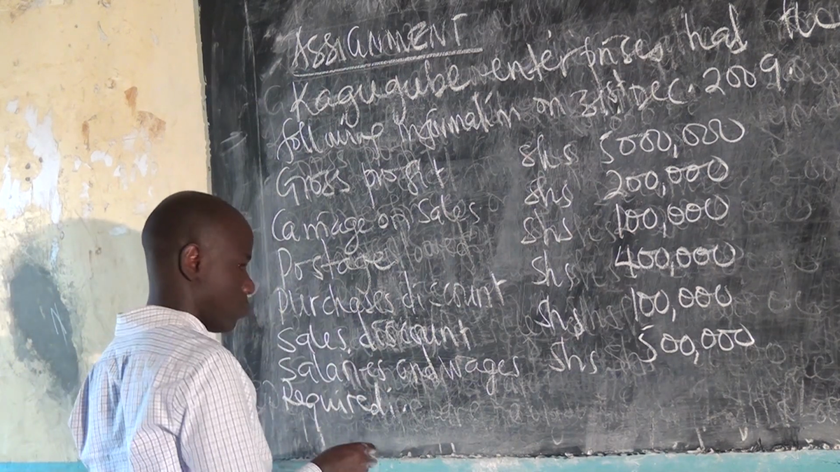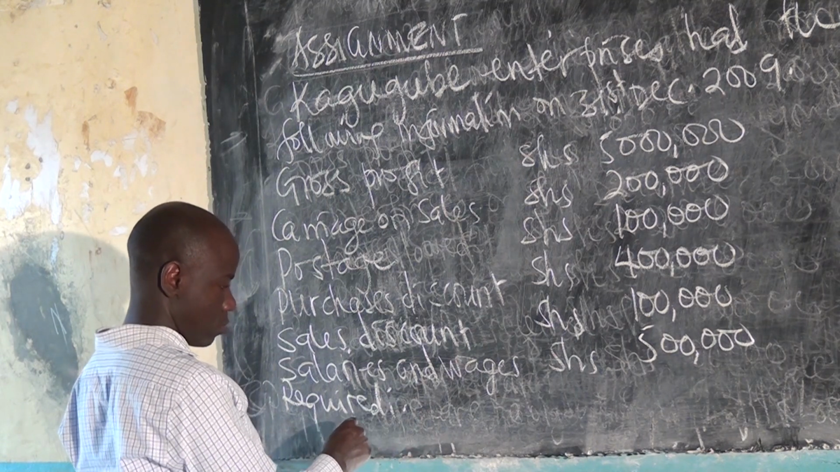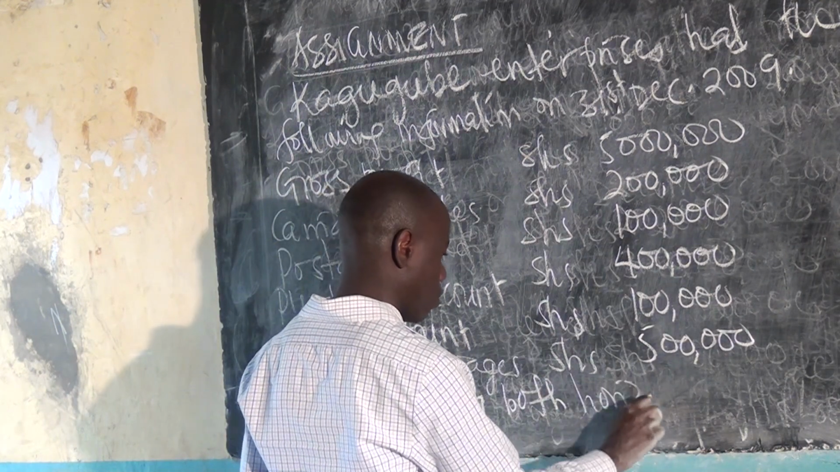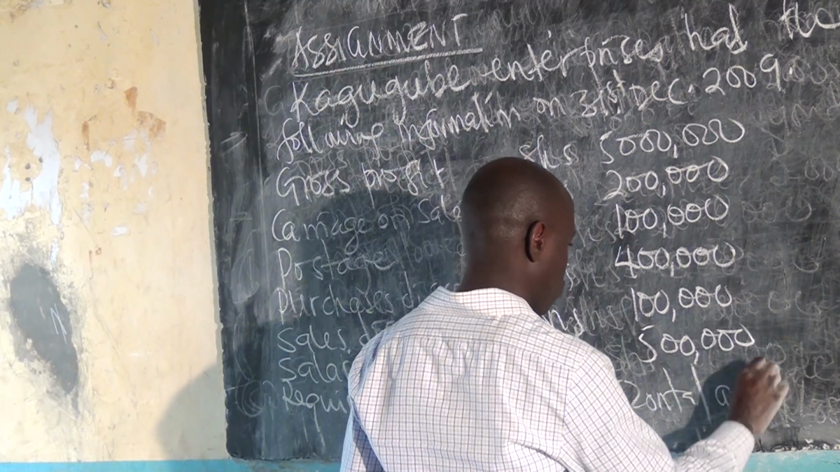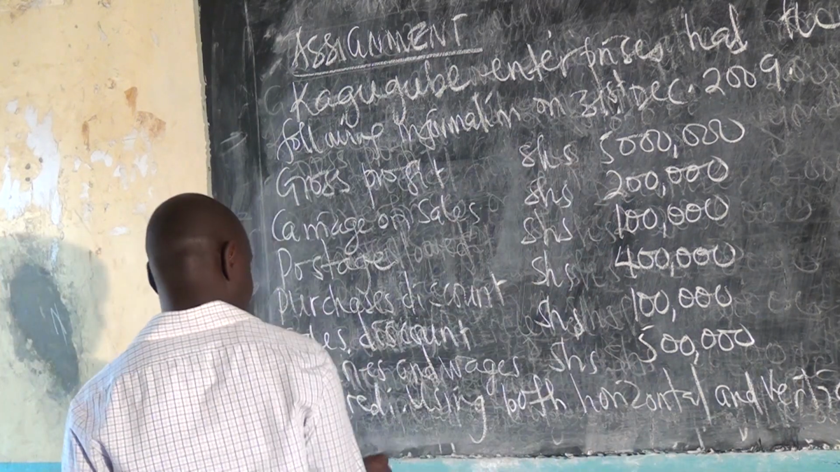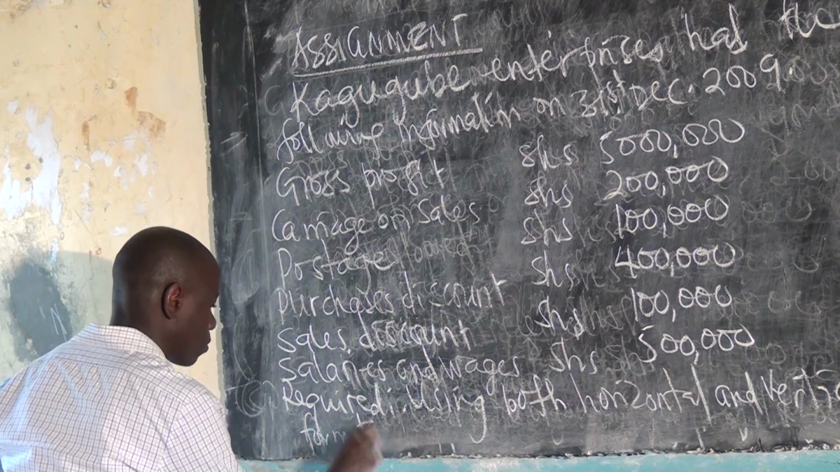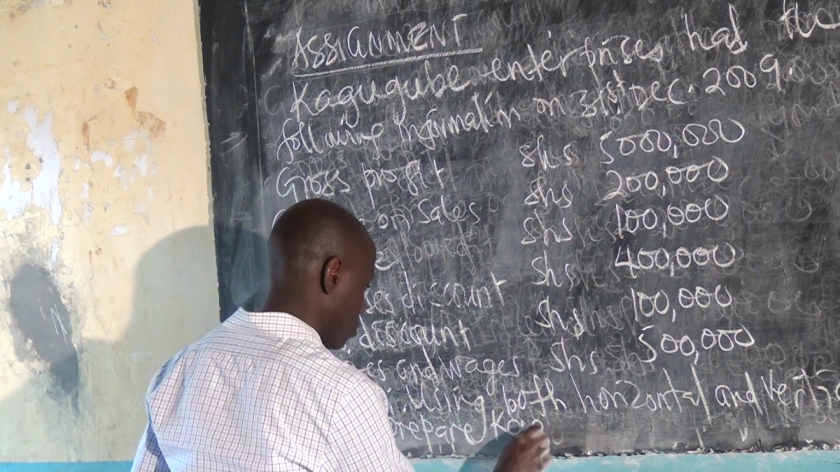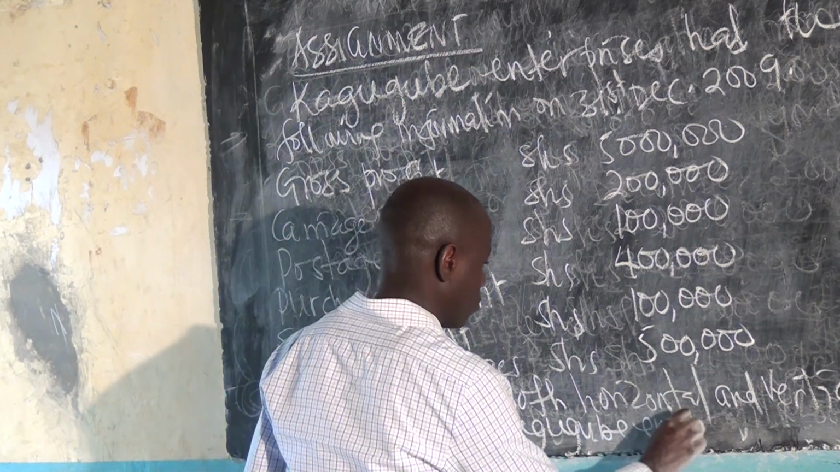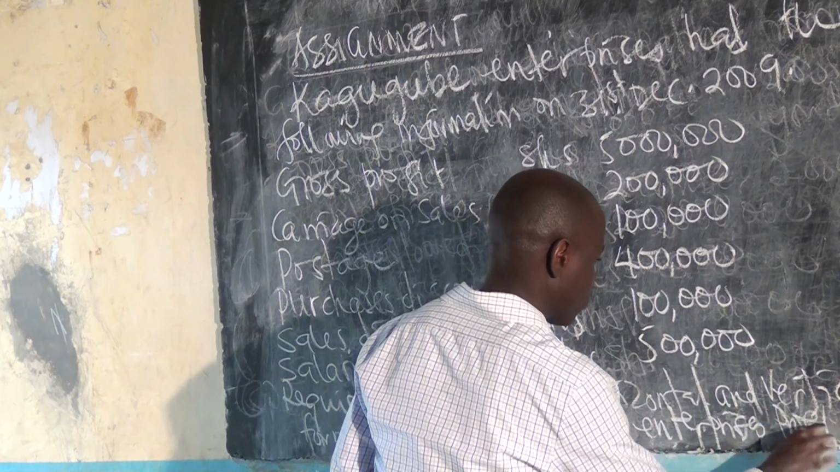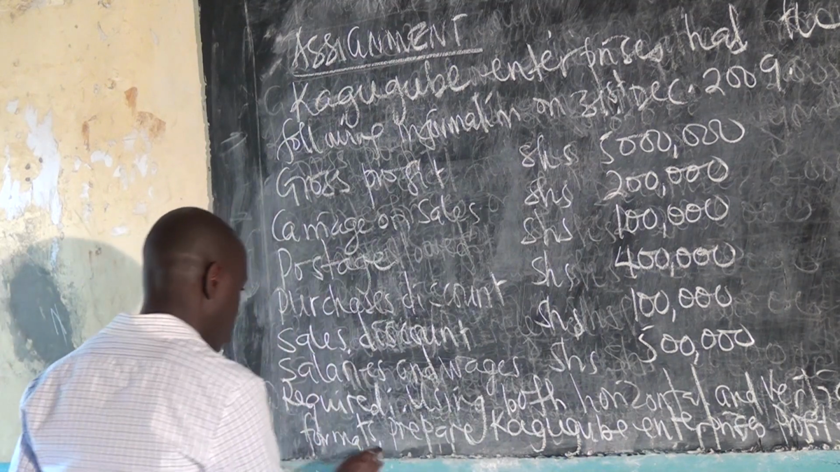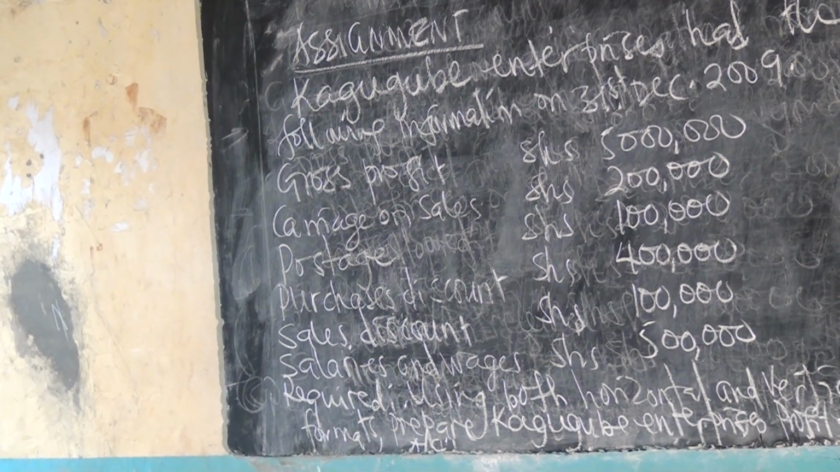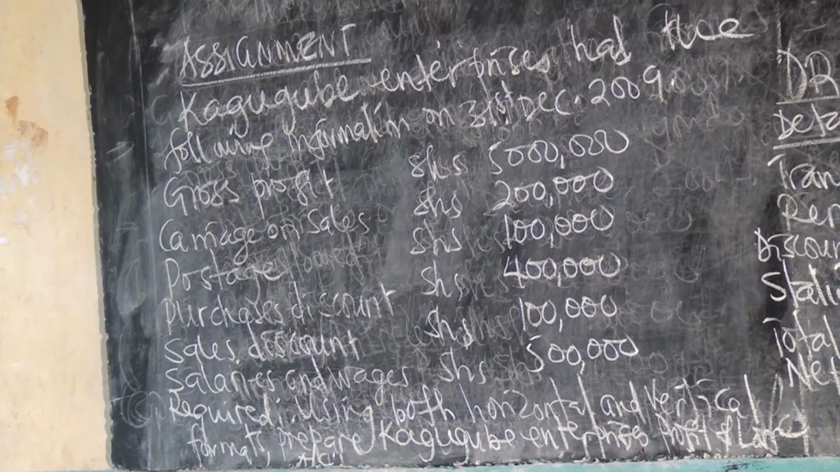Required: using both horizontal and vertical formats, prepare Google Enterprises profit and loss account.